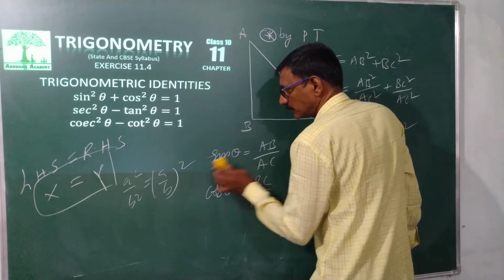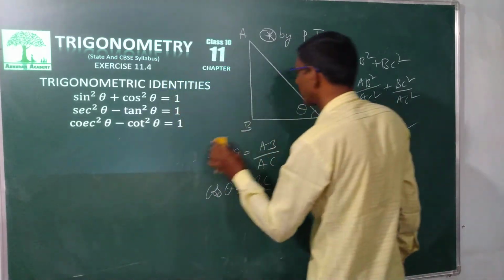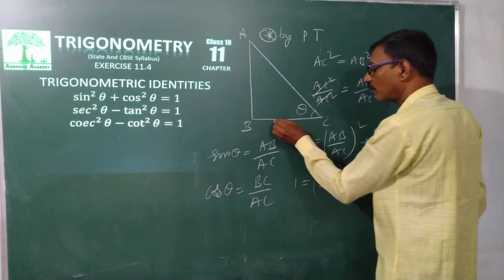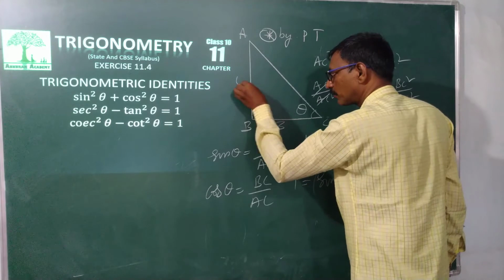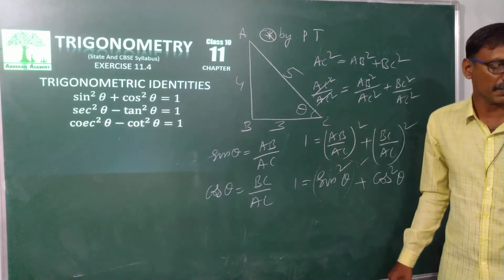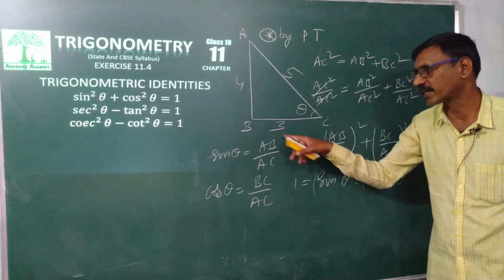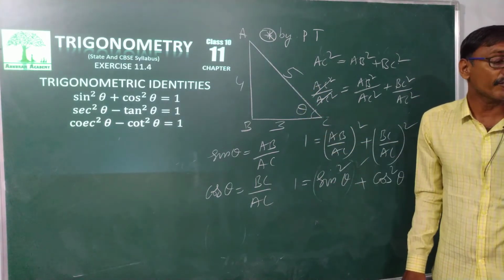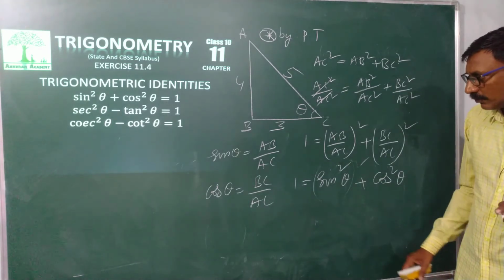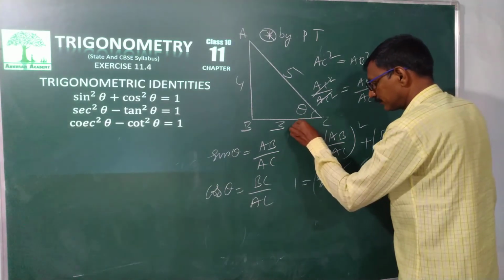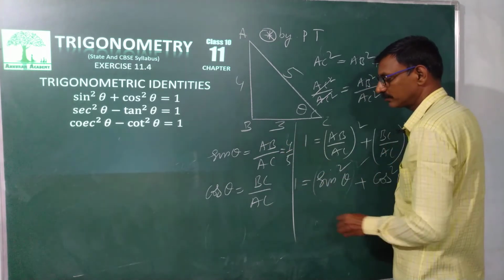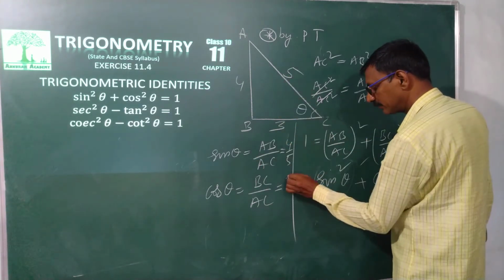Now, let me replace AB and AC. Here I would like to take 3, here I would like to take 4, and I would like to take 5 here. These are Pythagorean triplets. Everybody knows 5 square is equal to 3 square plus 4 square. That's the reason 3, 4, 5 are Pythagorean triplets. By taking sin theta is equals to 4 by 5, cos theta is equals to 3 by 5.